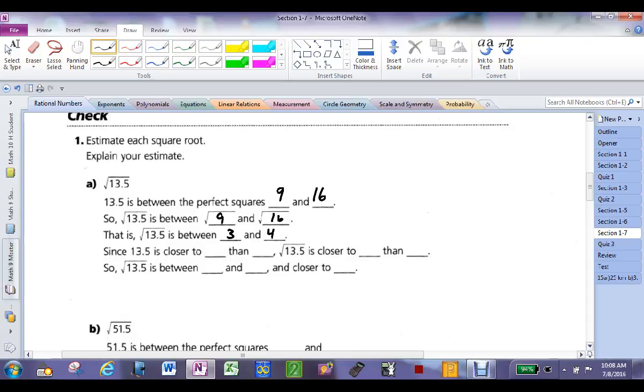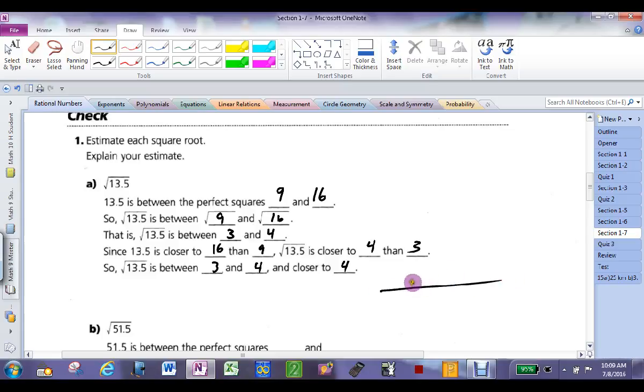Of course not. Now, is 13.5 closer to 9 or 16? It's closer to 16, isn't it? It's closer to 16 than 9, so the root must be closer to what? It's closer to the root of 16, which is 4, than 3. So, it's between 3 and 4, and it's closer to 4. Everybody with me? So if we were doing some math that required that root, before we did all the work, we'd say, okay, that's going to be about 4.